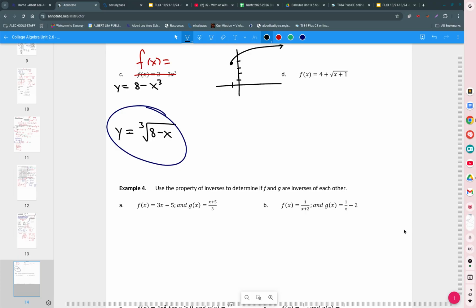Everybody agree with that? Yeah. So this one right here actually starts at (-1, 4). Anybody want to guess where the inverse is going to start? (4, -1), right? It should start at (4, -1). We can make that prediction right away.